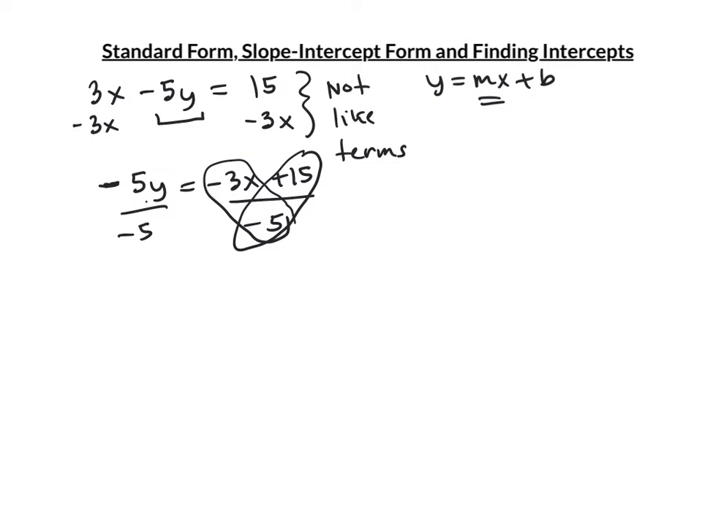So this becomes y equals negative 3 divided by negative 5, a negative divided by a negative. That's a positive. That's 3/5 x. And positive 15 divided by negative 5 is negative 3. And I then know that the slope, the rise over the run, is 3/5, and the y-intercept, b, is negative 3.